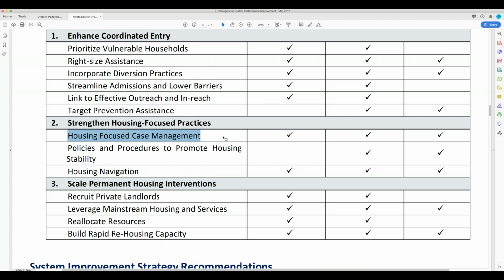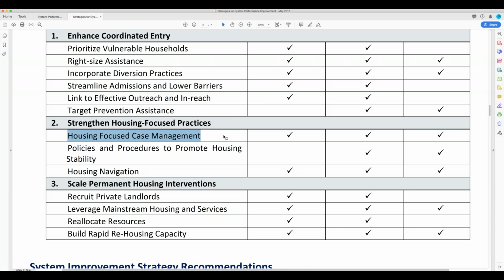Now, that may sound very, very simplistic and intuitive. The reality is that it becomes very difficult when you have clients or individuals or households that have barriers that we think we have to address first, right? And obviously, many of you are familiar with the idea of the housing first methodology, right? The housing first philosophy, right?